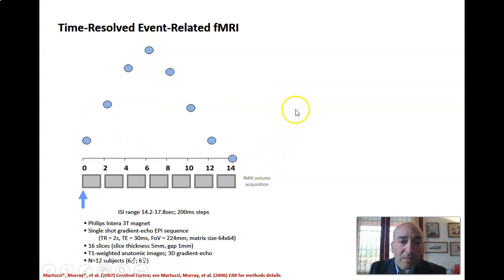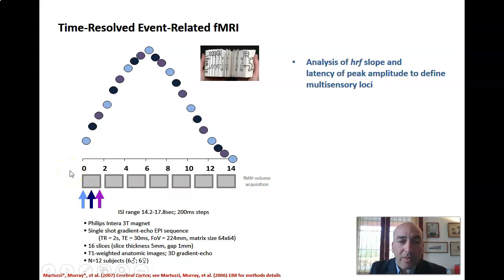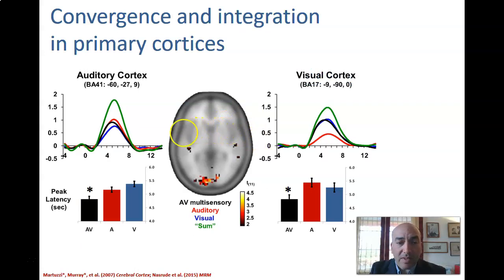What we did instead was to jitter the stimulus presentation with respect to the volume acquisition. By doing so repeatedly and over again, we effectively create what is like a flip book of our HRF, and from that we can look not only at the slope and latency, but also the peak amplitude to define multisensory loci. We did this in the context of a simple detection task involving auditory, visual, and multisensory stimuli.